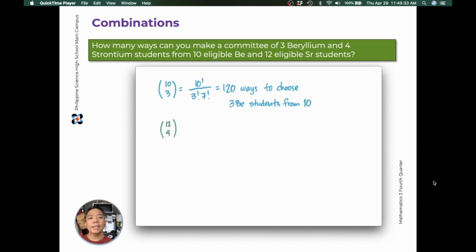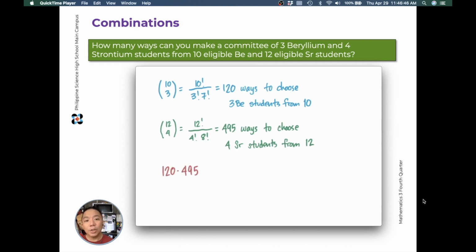Ang bibilangin naman natin ay how many groups of 4 strontium students yung pwedeng kunin out of 12. So this is 12 choosing 4 or 12 taken 4. Our formula is 12 factorial over 4 factorial times 8 factorial. This will give us 495 ways to choose 4 strontium students out of 12.